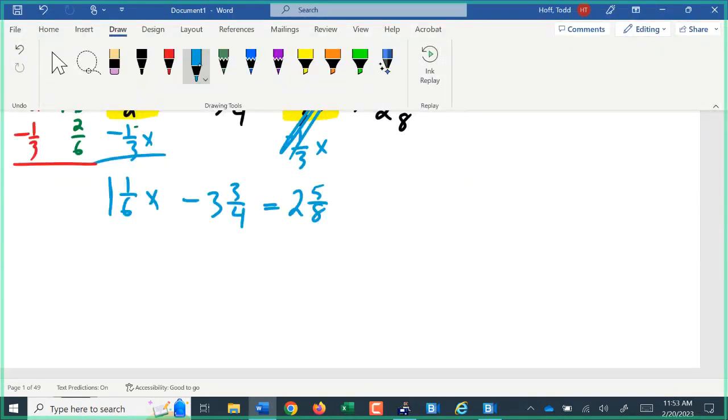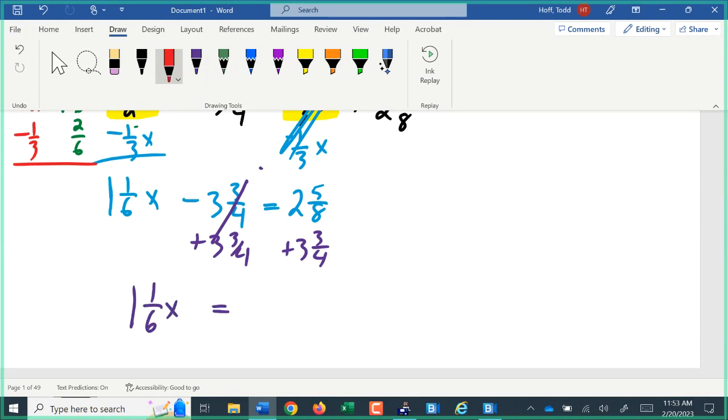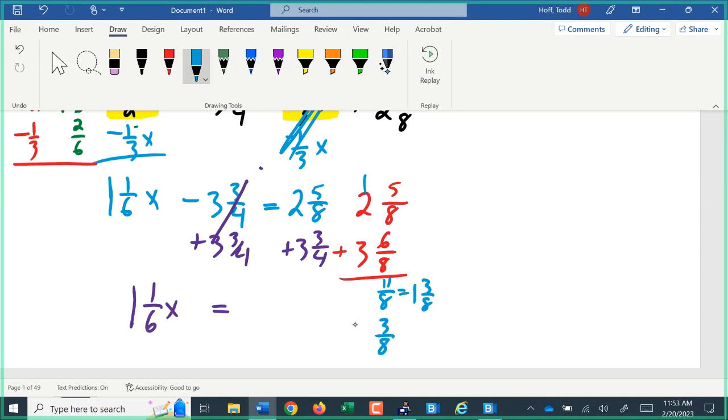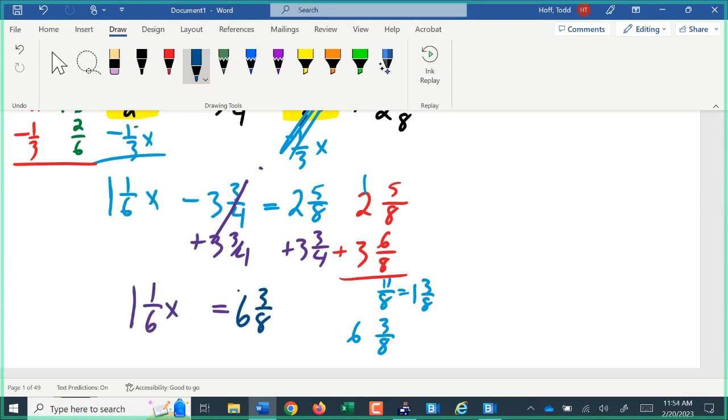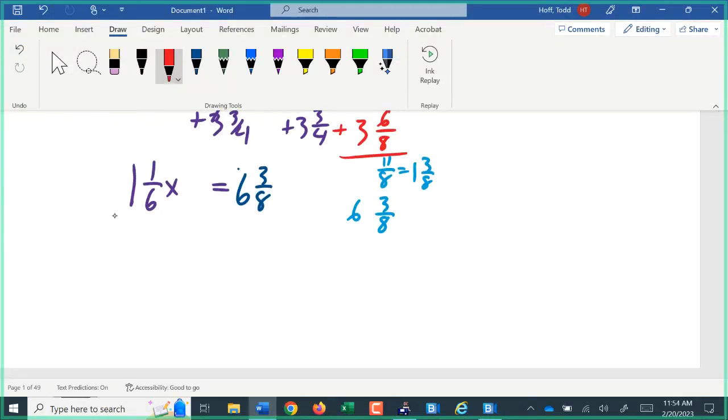Now we can solve. We're going to add the 3 3/4. So on the left side, that's gone. We have 1 1/6 x equals. On the right side, we still need a common denominator. It's going to be 8. So the 2 5/8 stays the same. 3/4 becomes 6/8. And then we'll add. 5 plus 6 is 11/8, which is 1 3/8. So we'll keep the 3/8 and carry the 1. 1, 2, 3 makes 6. 6 3/8. And finally, we have to divide by the 1 1/6.